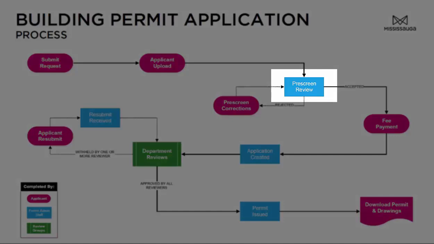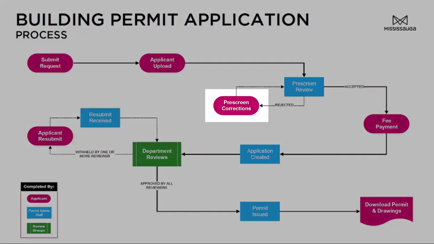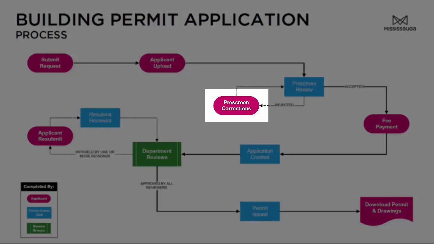At this stage, staff will conduct a preliminary review to determine if all of the necessary drawings and documents have been provided and if they are of sufficient quality. If there are any issues with the submission, staff will add comments indicating what additional or revised information is required. These deficiencies are stored in the project status report in ePlans, which is available to the applicant. After adding comments, staff will send the applicant a pre-screen corrections task to address the outstanding issues.